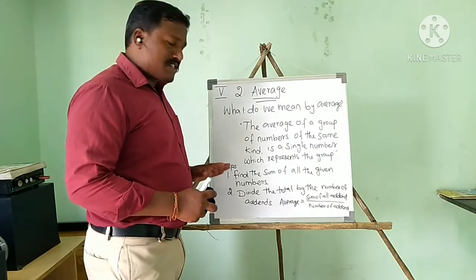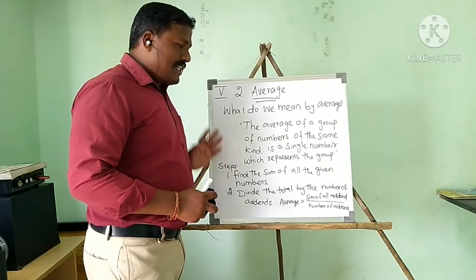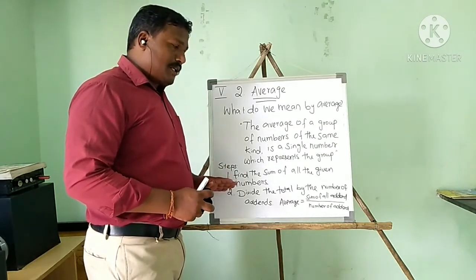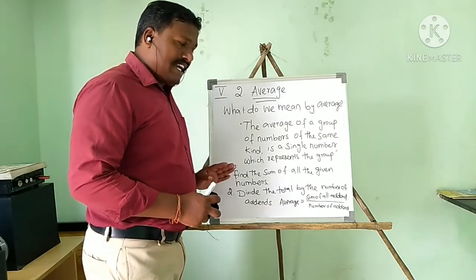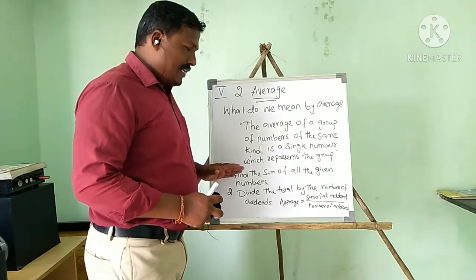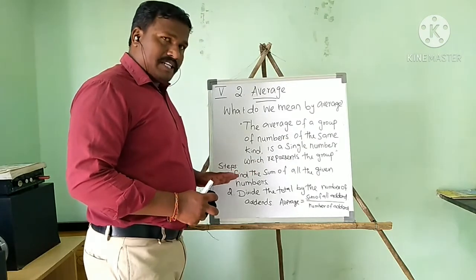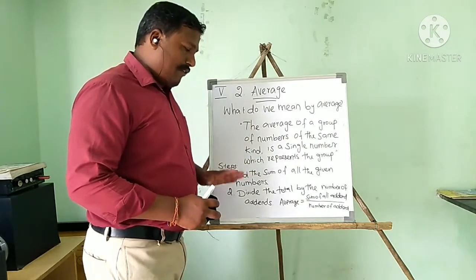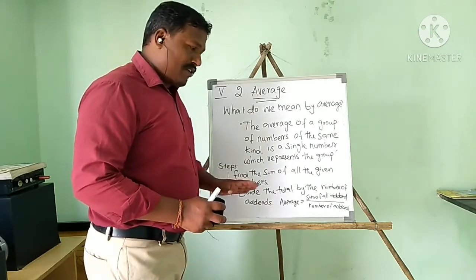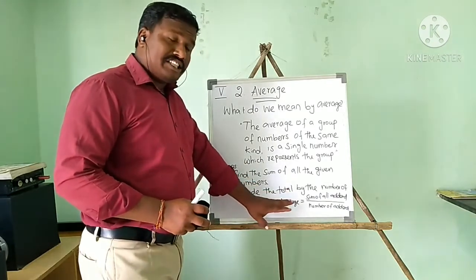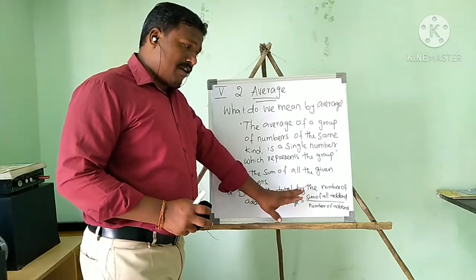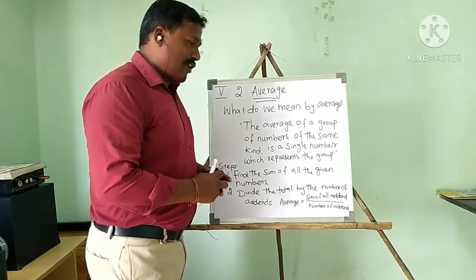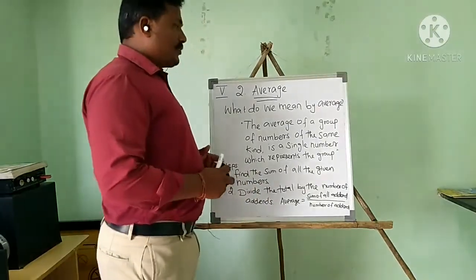There are two steps. Step 1, find the sum of all the given numbers. Step 2, divide the total by the number of addends. So the formula for finding the average is equal to the sum of all the addends divided by the number of addends. This is the formula for finding the average.